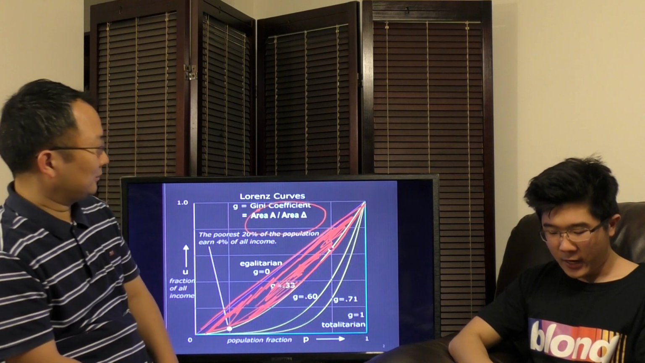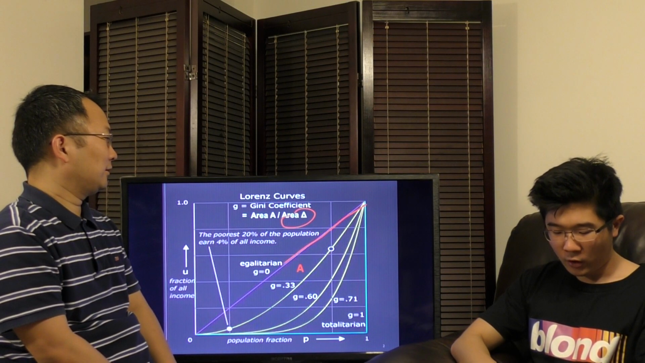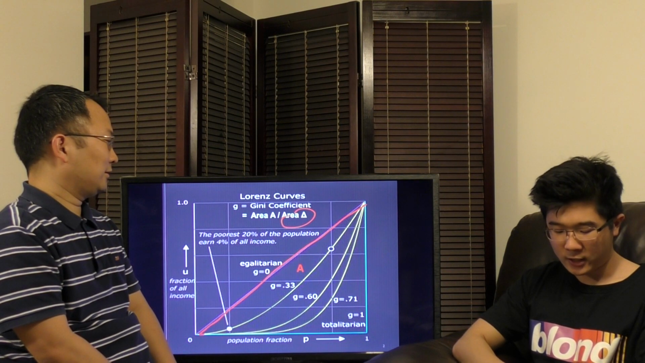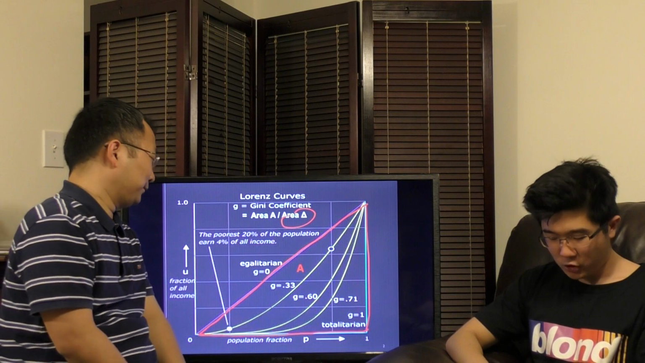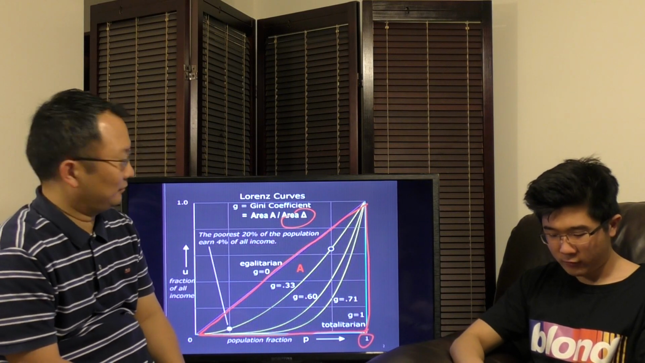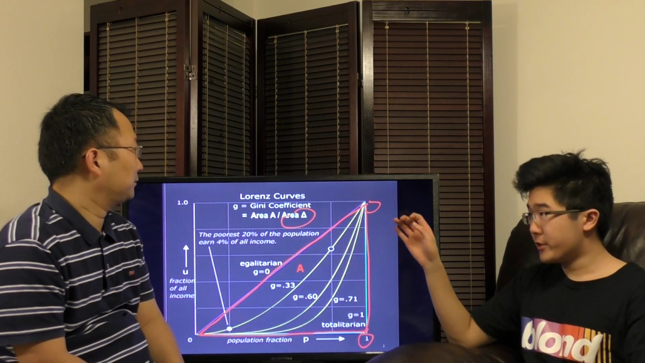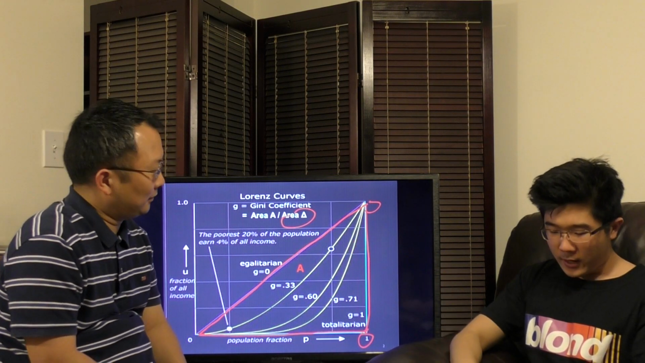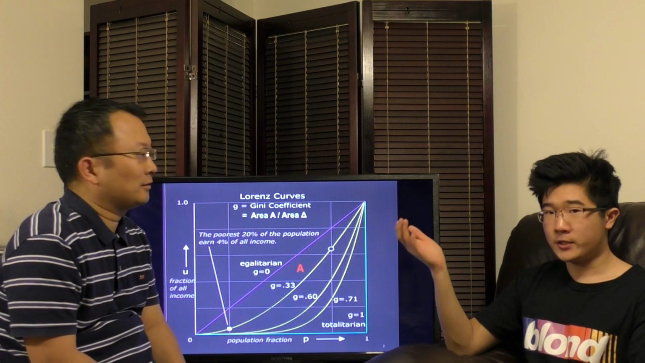And so that's the area A right here. Then the area delta is the area of the entire income distribution, the entire income portion in the country. That's a triangle, basically 1 times 1 divided by 2. That's the overall triangle, which represents all the income in the country. And so that's basically how the Gini coefficient is calculated.